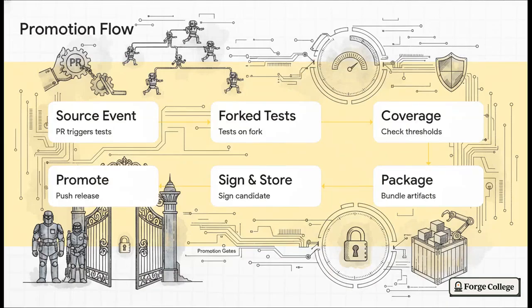Let's pull back and put it all together into a 6-step promotion flow. We start with a source event, like opening a pull request. We run our fork tests, check our coverage, then build and package the artifact. Step 5 is crucial. We cryptographically sign and store it. Finally, step 6, promotion gates.